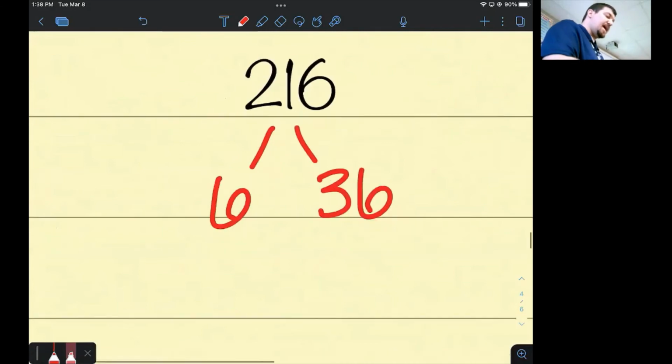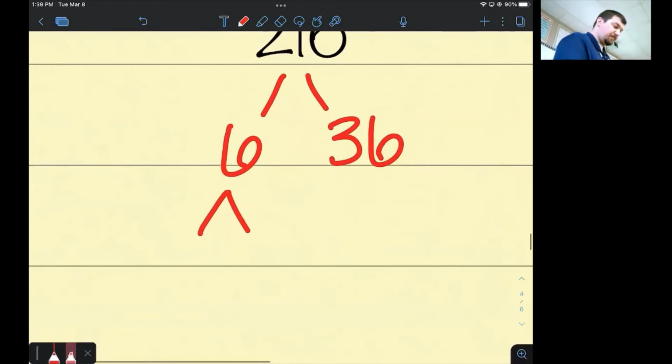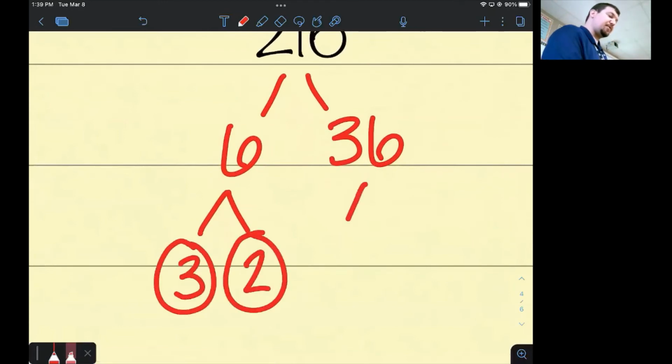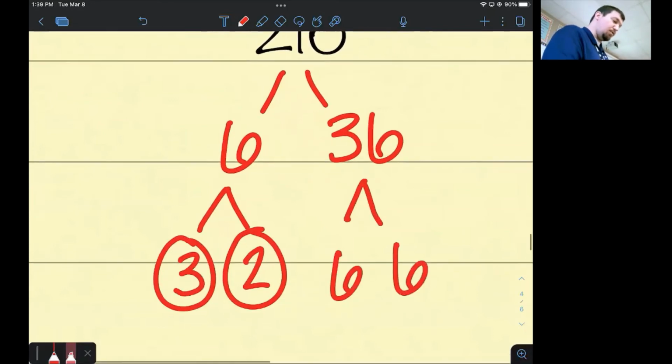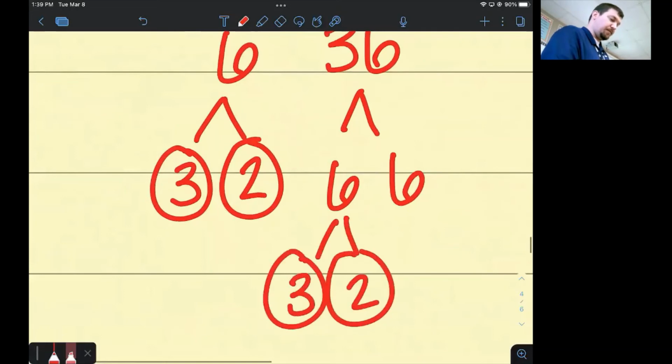Okay. Now, remember, I keep going until they're prime. 6 is not prime. 36 is not prime. So let's break down 6 into what? Shane? 3 and 2. That's prime. Let's break down 36 into, Sky? 6 and 6. And we know that that's going to break down to 3 and 2 and 3 and 2.